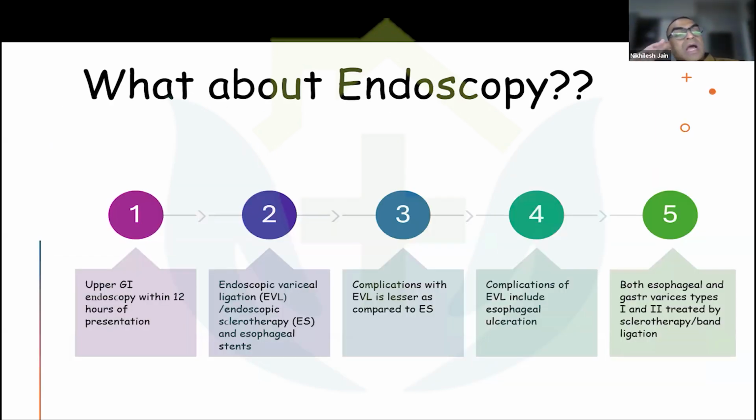What about endoscopy? Ideally, upper GI endoscopy should be done within 12 hours of presentation. Endoscopic variceal ligation or endoscopic sclerotherapy and esophageal stenting can be done in that same setting. Complications with EVL, or endoscopic variceal ligation, are fewer with band ligation as compared to sclerotherapy. Complications include esophageal ulceration. Both esophageal and gastric varices, especially types 1 and 2, would be treated by either sclerotherapy or band ligation.